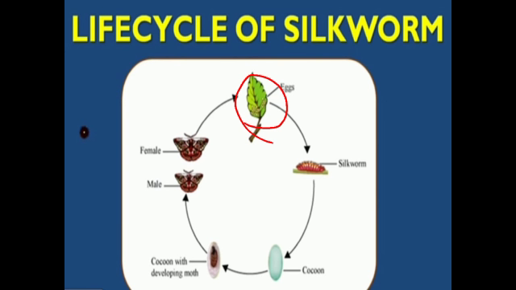In some animals the young ones may look very different from their adults. For example, take the life cycle of a silkworm: the egg, then the larva or the caterpillar stage. Then it develops into a cocoon. This cocoon with the developing moth gives the female and male silkworm, that is the adult. I hope you are clear. You have studied this in class 6th and 7th.